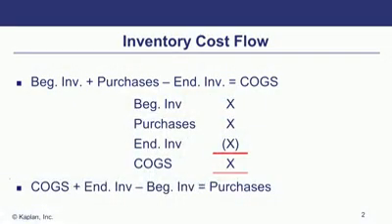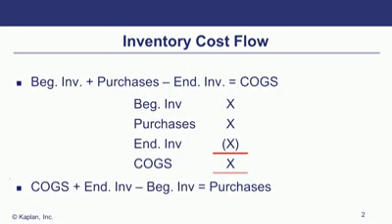Our first learning outcome asks us to both calculate and explain the implications for cost of goods sold and inventory of our cost flow methodology, so LIFO, FIFO, average cost. And again, we're meant to explain the implications of inflation in purchase prices and deflation in purchase prices.